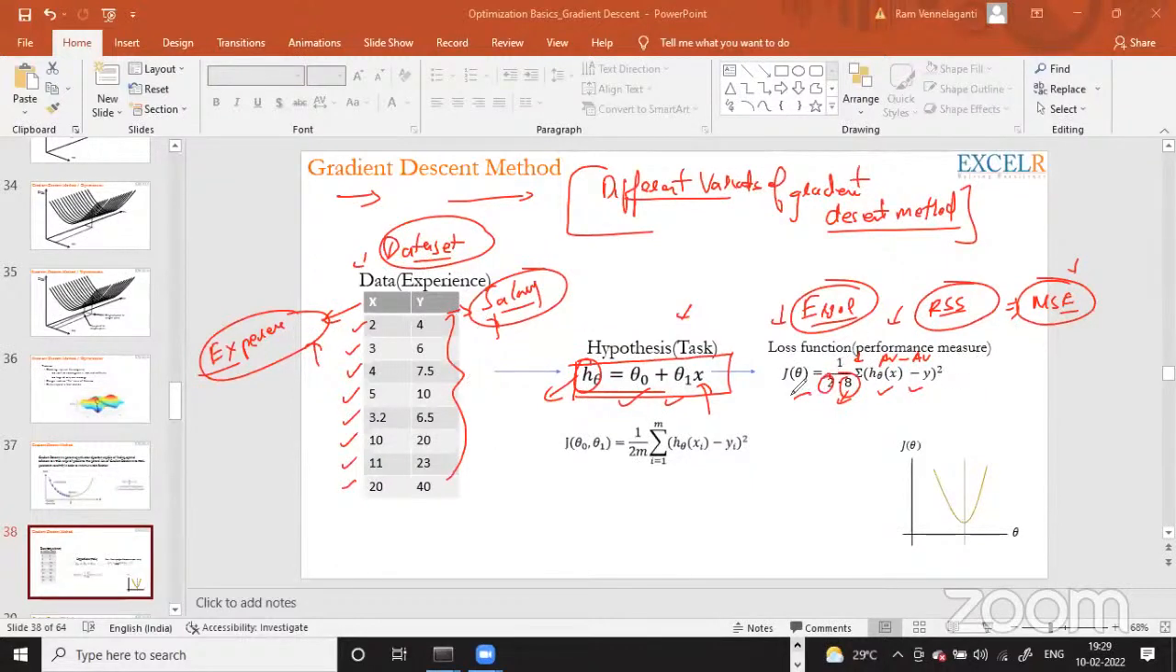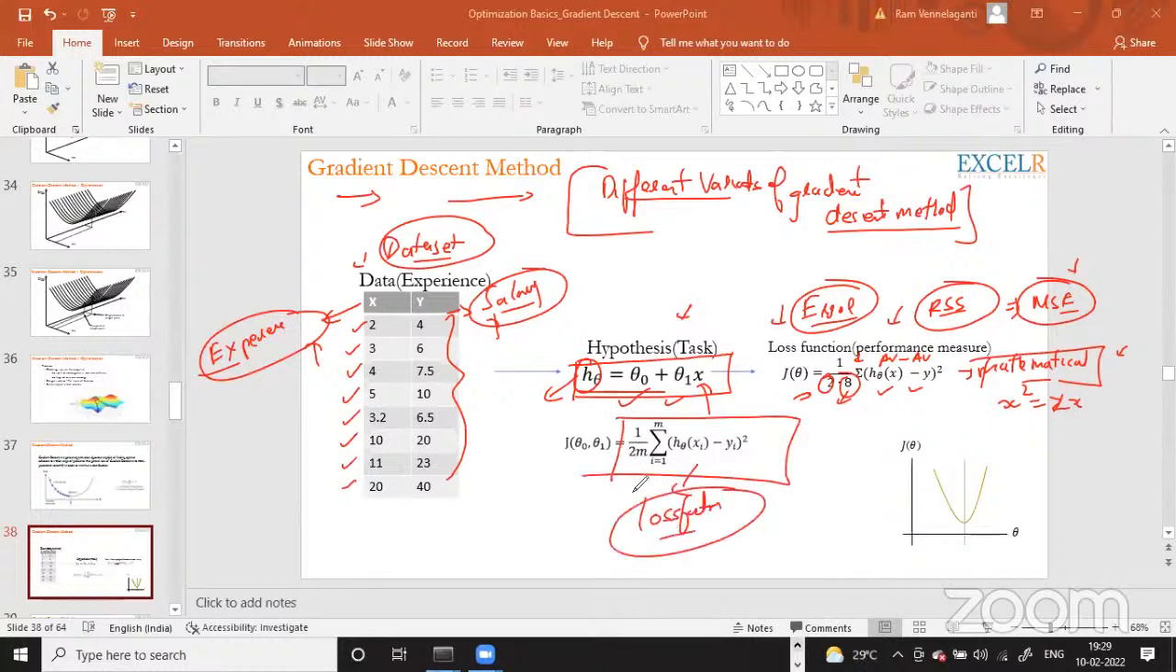And what is this 2 here? 2 is nothing but for mathematical convenience. I'm just including 2 there, because when I take the differential of x squared with respect to x, this 2 and this 2 can get cancelled. That is the reason why I'm considering my loss function in this manner. So I can generalize my loss function like this. It is a function of your weights, theta naught and theta 1.